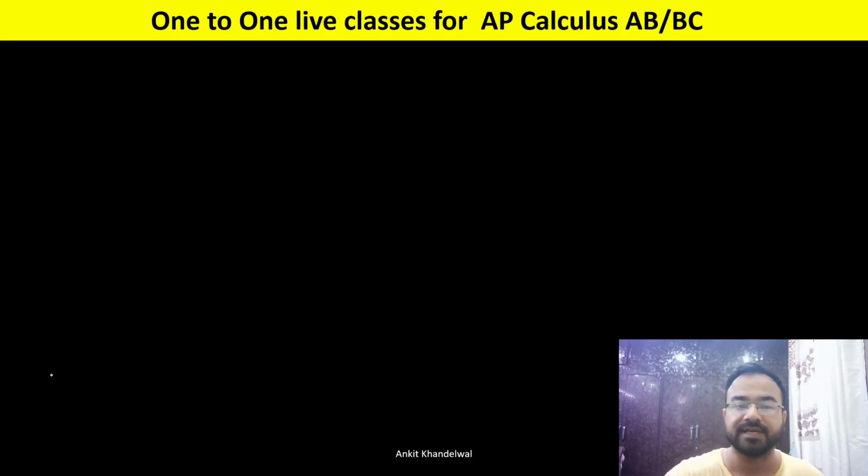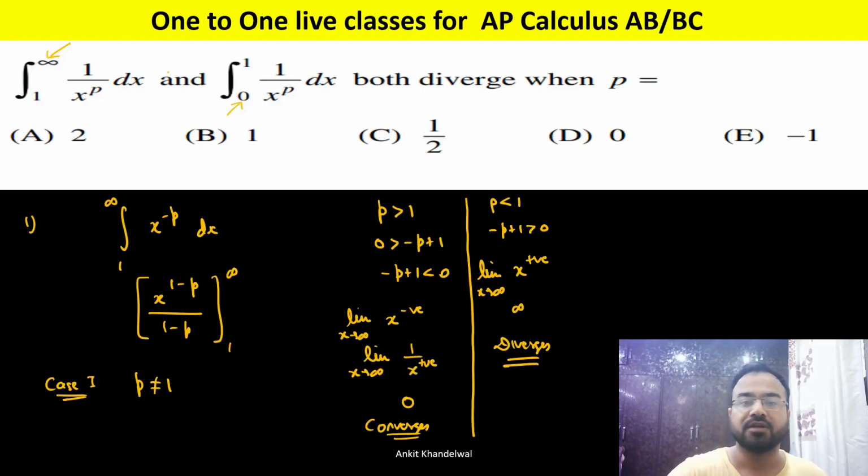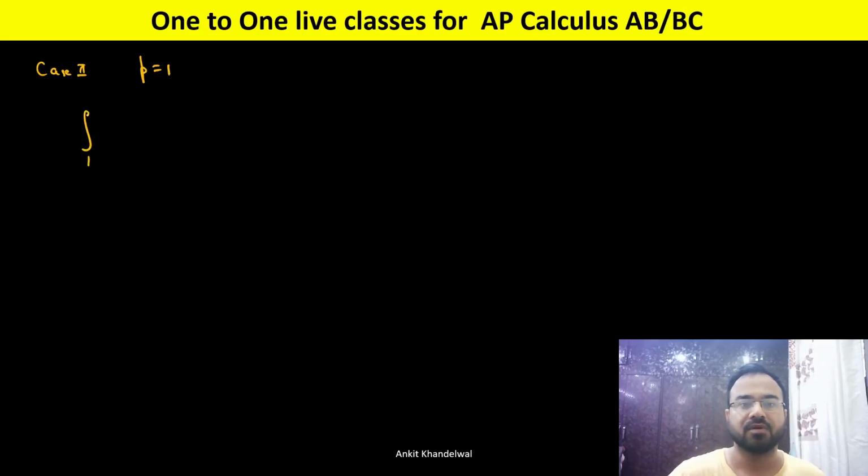So let's see the second case, case 2, when p is equal to 1. When p is equal to 1, we cannot integrate like this. In this case the question will become the integral from 1 to infinity of 1 upon x. So the integration of 1 upon x is ln of mod x, and we are applying the limit from 1 to infinity.